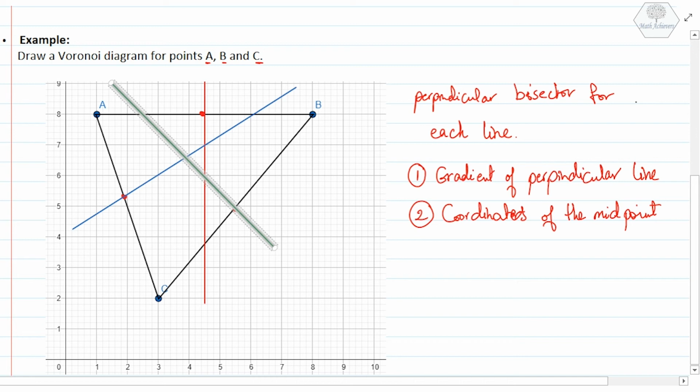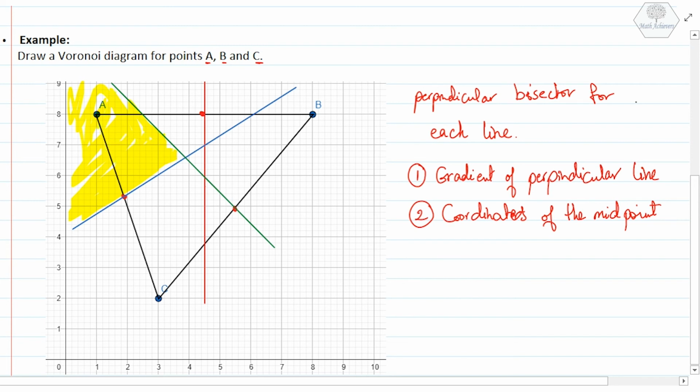After that, I will be checking the areas that are closer to A than B or C, and then checking the areas that are closer to B than C or A, and so on. So now, let's check the point A. Where are the areas closer to A than C? It is the area above this perpendicular bisector. So I will be shading the whole area in this yellow.